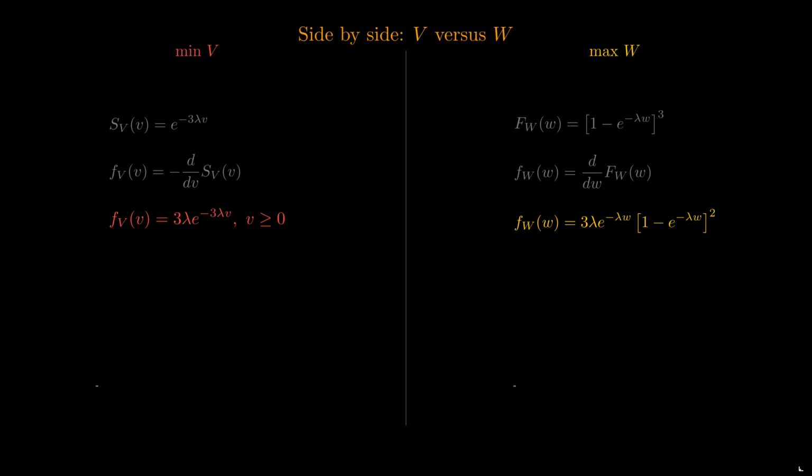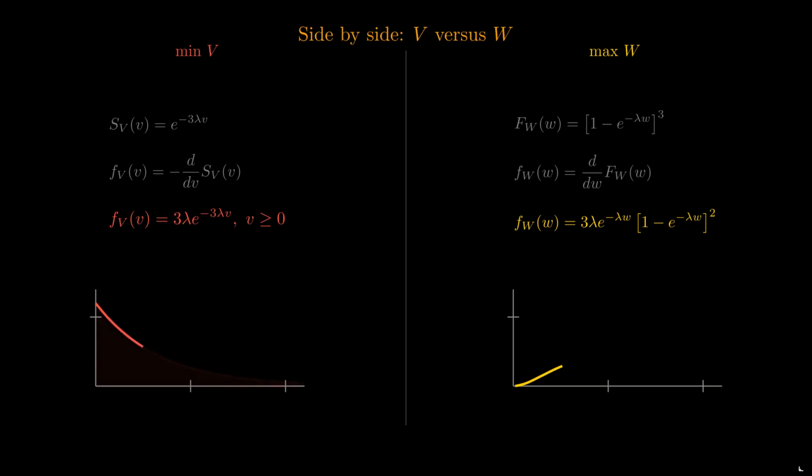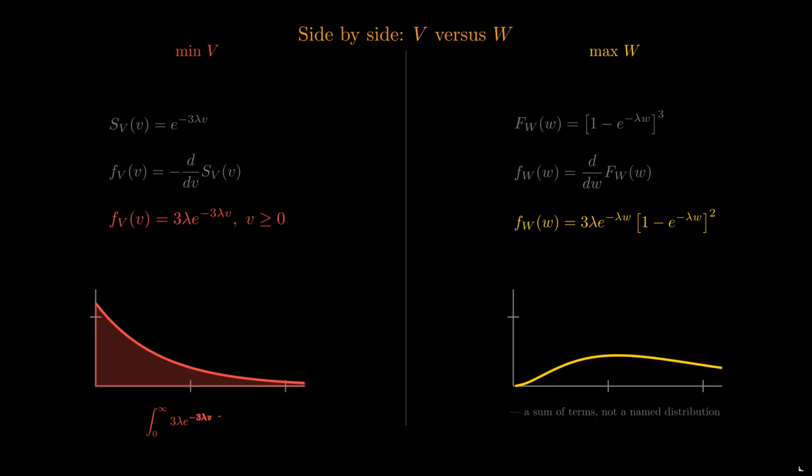On the right, differentiating (1 minus e to the minus lambda w) cubed, with the chain rule, gives f of W equals 3 lambda e to the minus lambda w, times (1 minus e to the minus lambda w) squared. Expand that out and you get a sum of 3 exponential terms with different rates: lambda, 2 lambda, 3 lambda, not a single named distribution. Same three variables, same rate lambda, but the minimum stays exponential while the maximum does not.